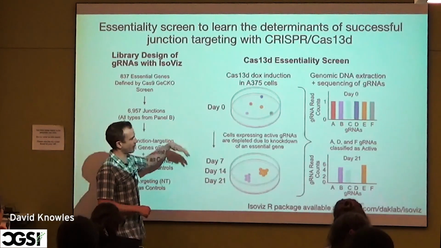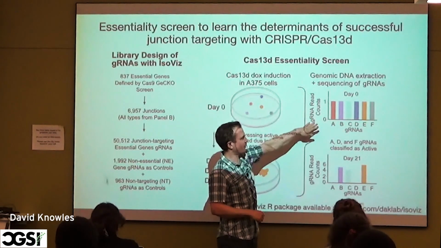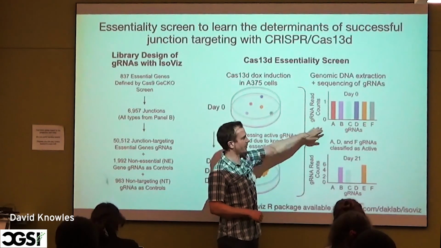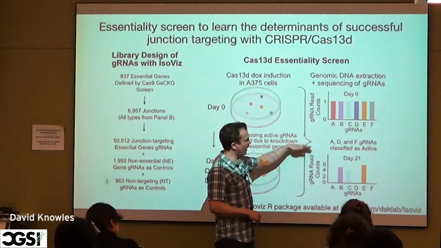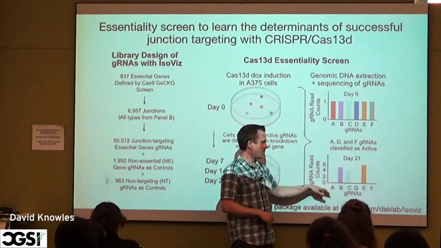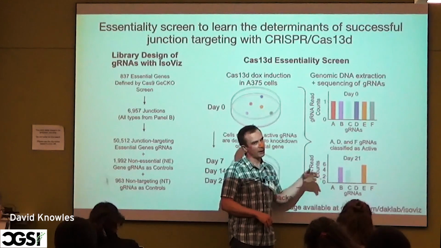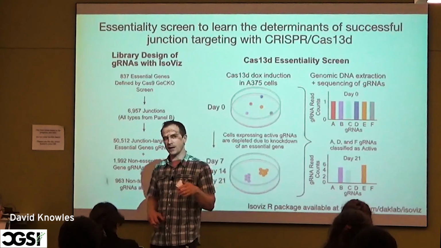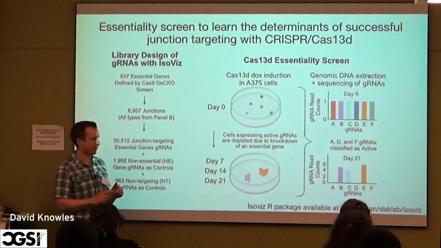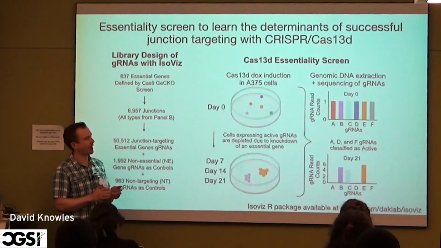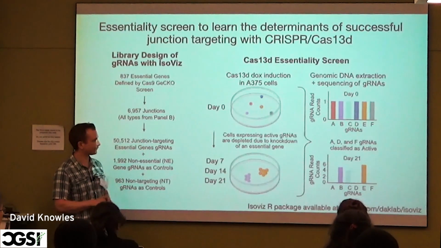And so what happens is you run the screen, you start off with what's shown here, ideally a nice even distribution of the different guide RNAs in your pool of cells. And as time goes by, some of those drop out. And these ones that are no longer represented or represented less are the ones that were effectively knocking down the expression of essential genes. And so that tells you both that this gene was essential, and also that this guide RNA was effective in knocking down its expression.